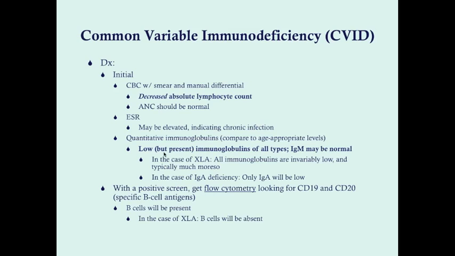With a positive screen, so once you have this picture, you'll get a flow cytometry looking for CD19 and CD20. B cells will be present, and that distinguishes it from XLA. I only really put this here, though, for academic purposes, because if you have a 44-year-old woman, you're not thinking XLA.